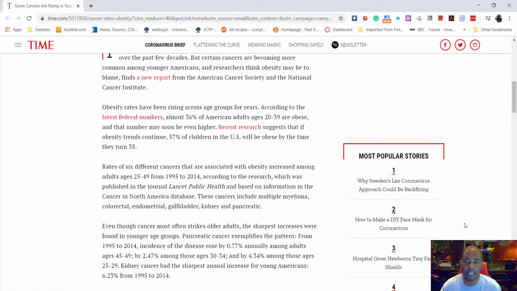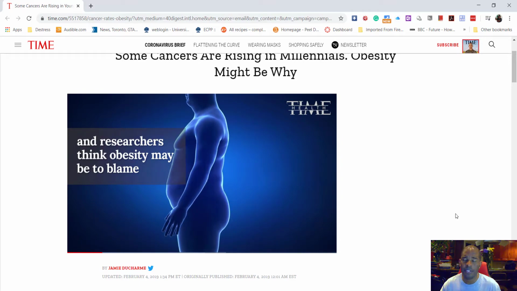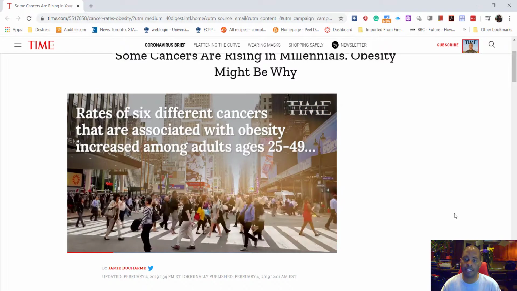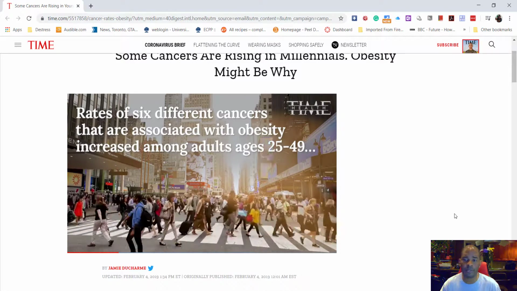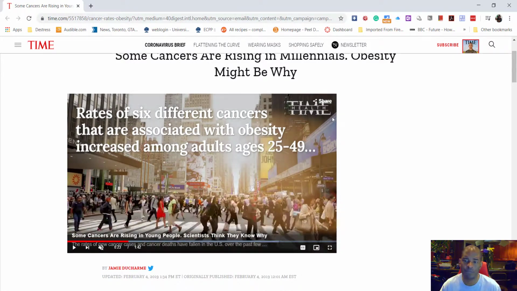Is it the pesticides that we're using? Is it the chemicals in our food? Is it the Teflon in our cooking equipment? Is it the fact that people are not as healthy as they once were, and people are just eating a lot of food and we're getting more obese? We're not sure.